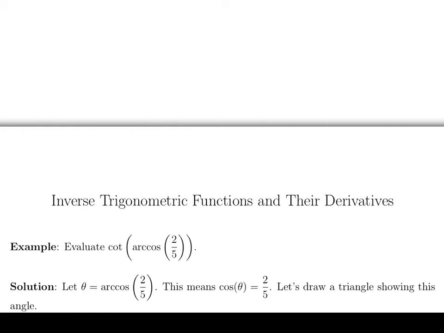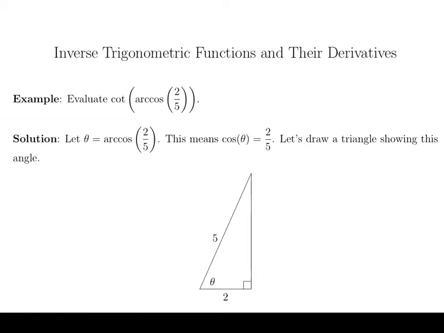So the way we'll set this up is we'll let theta be equal to that unknown angle. Remember that the inverse cosine of a real number is an angle, is how we should be thinking about it. So if theta is inverse cosine of 2/5, that means cosine theta is equal to 2/5. Well, let's draw a triangle showing that. So here's a triangle where we marked theta and we have the adjacent over hypotenuse. So we have our adjacent side is 2, our hypotenuse is 5.